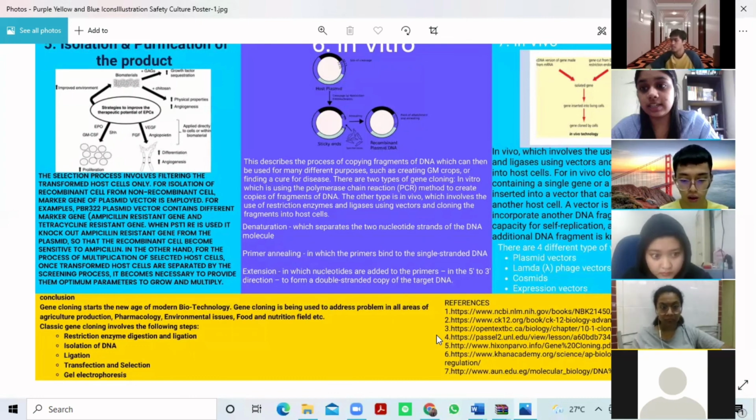Classic gene cloning involves the following steps. First is restriction enzyme dissection and ligation. Second is isolation of DNA, ligation, transfection, and selection. Lastly, it involves gel electrophoresis.